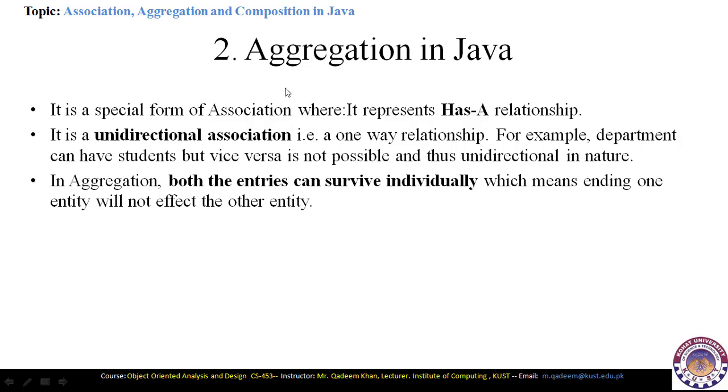Another sort of relationship is called aggregation. Aggregation is a subset of association. It is also a kind of association, but it represents the has-a relation. Has-a relation means that when one thing is a part of another thing, the has-a relation is established. For example, we can say that a car has a wheel. So that means wheels are a part of the car.